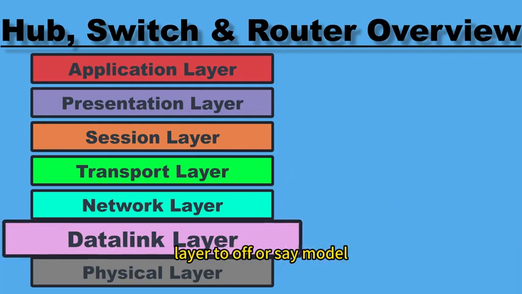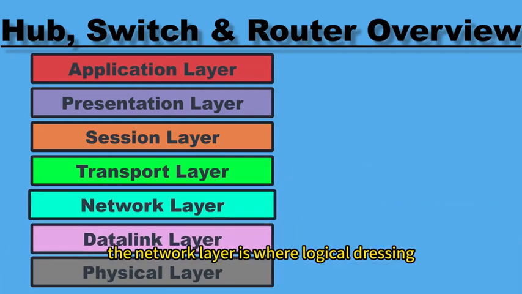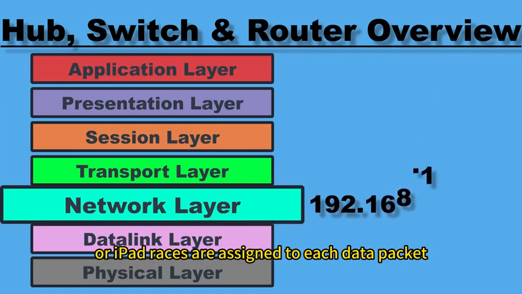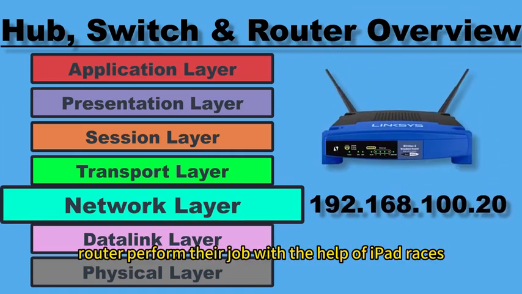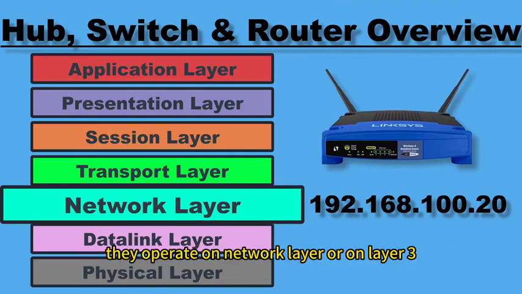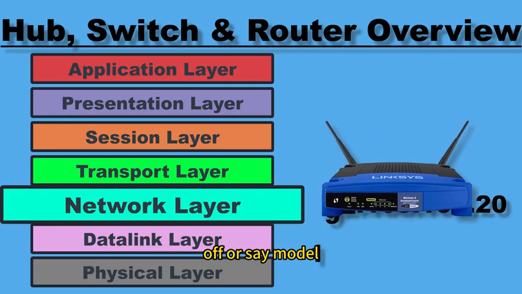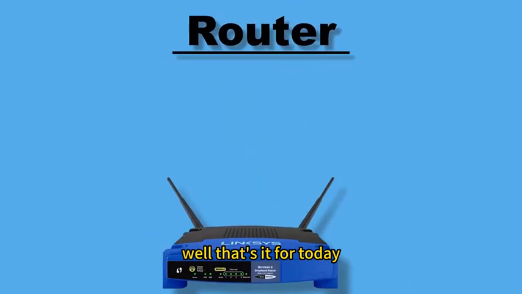The network layer is where logical addressing or IP addresses are assigned to each data packet. As we know, routers perform their job with the help of IP addresses, so they operate on the network layer or layer 3 of the OSI model.